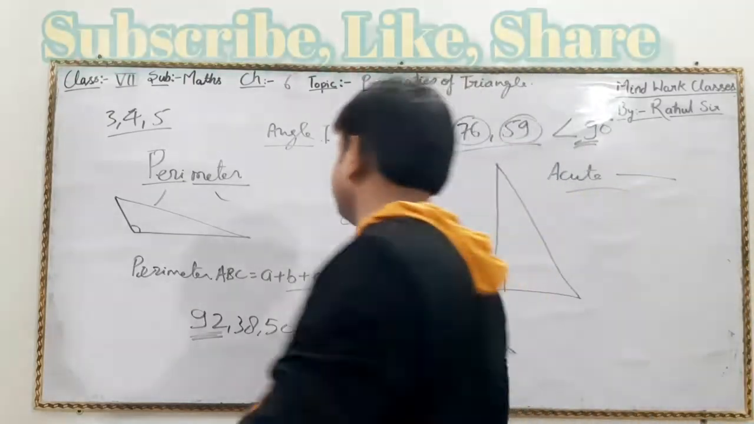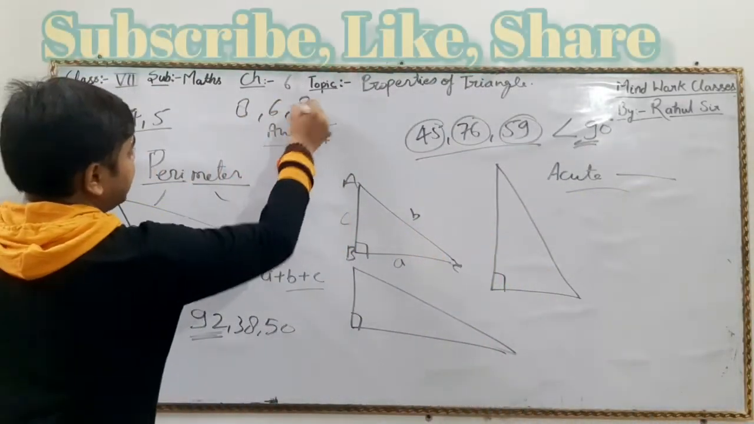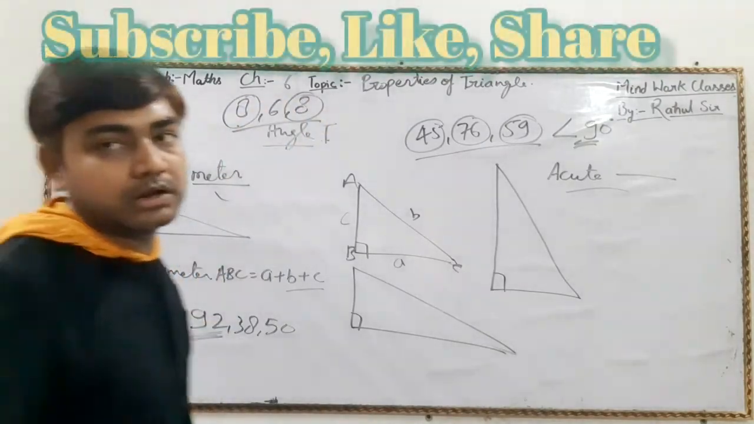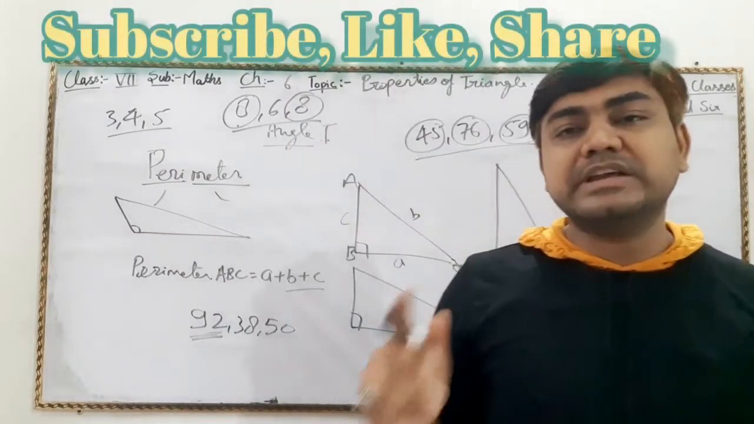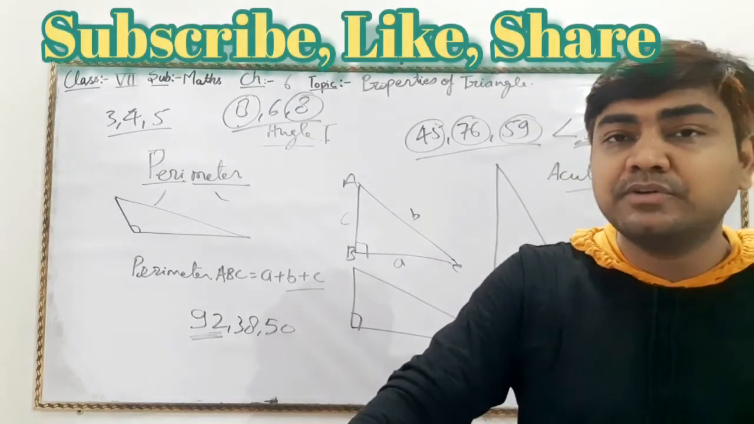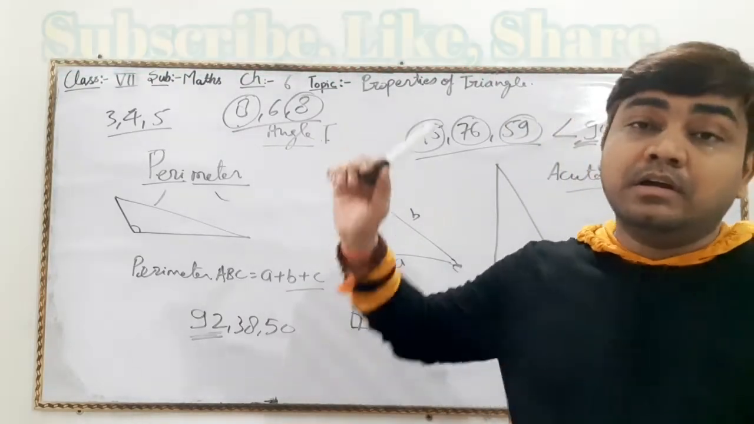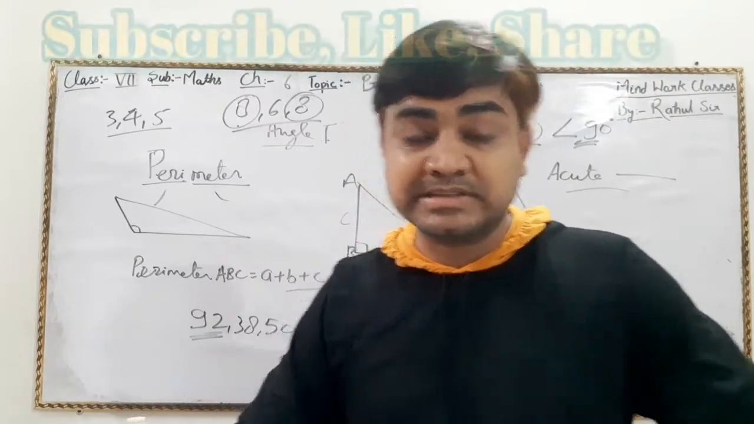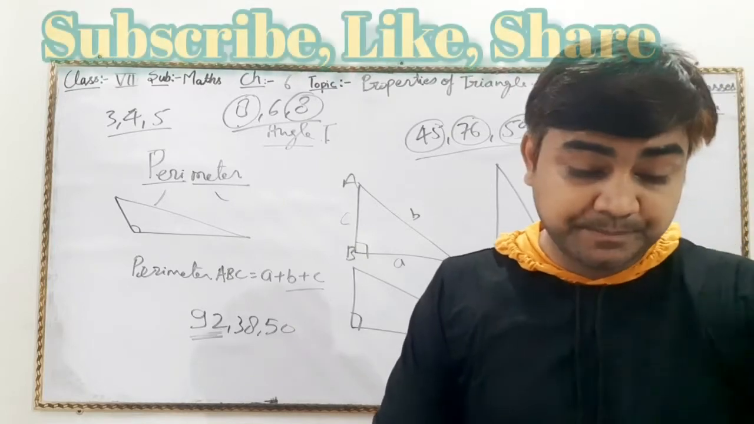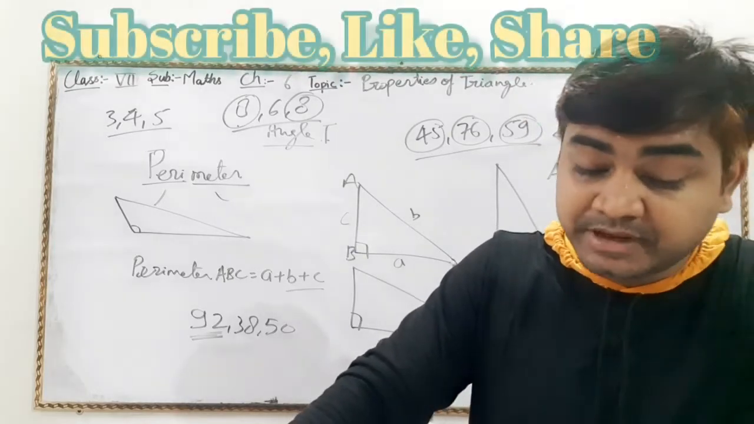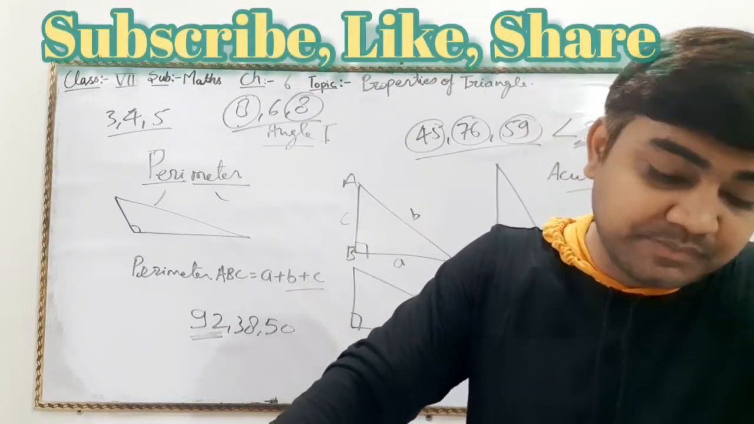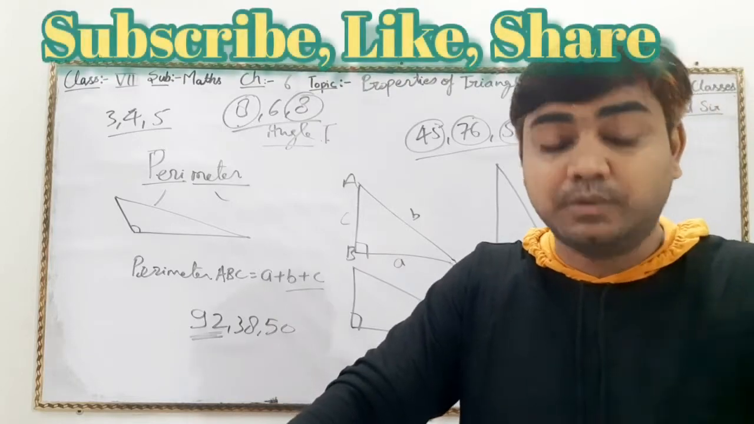Now the next one, 8 centimeter, 6 centimeter and 8 centimeter. Again look at this one, 8, 6, 8. Here we find that two sides are equal. If two sides are equal, which type of triangle is this? This is an isosceles triangle. Now let's come to the fourth part, 5.5 centimeter, 5.5 centimeter, 5.5 centimeter. All three sides are the same, so this triangle is an equilateral triangle.